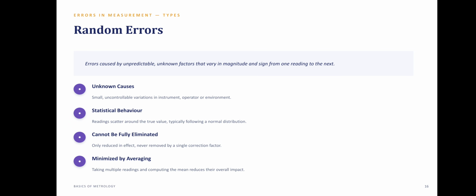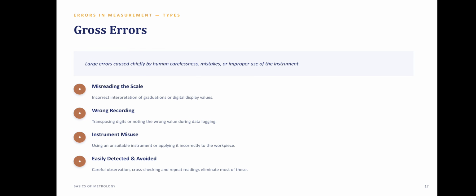The random errors are errors caused by unpredictable unknown factors that vary in magnitude and sign from one reading to the next. Unknown causes, statistical behavior, cannot be fully eliminated, minimized by averaging. These are the different points that may cause random errors.